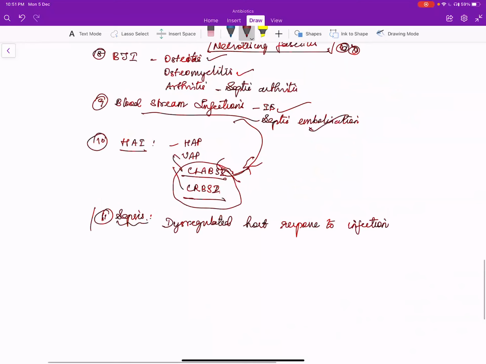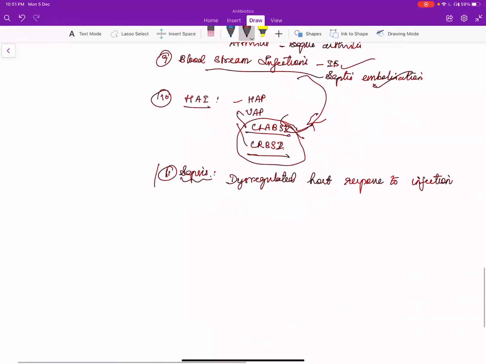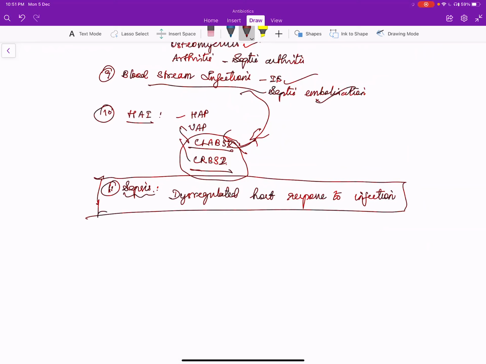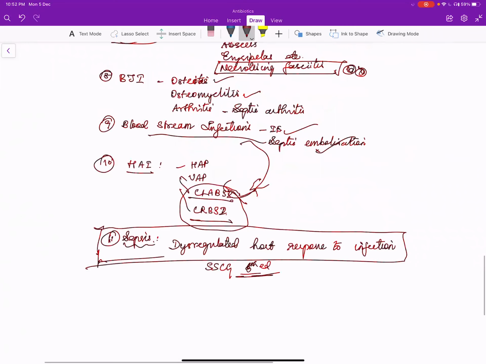So treatment of sepsis is different. Again, today we are not going to deal much with sepsis. It's a separate guideline, the Surviving Sepsis Campaign guidelines, 6th edition I think, or 5th, I'm not sure. Okay, clear with this concept.